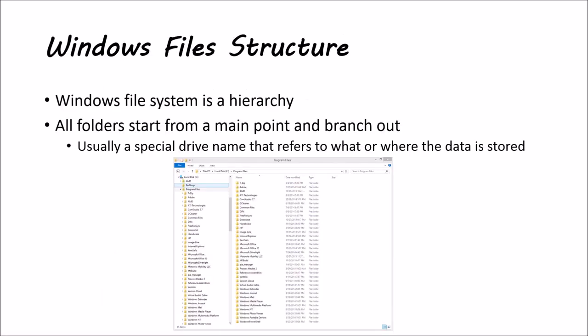So again, the Windows file system is a hierarchy. All folders start from a main point and branch out, usually a special drive name that refers to what or where the data is stored. It's not really important to worry about how that works, but if you look here where it says Local Disk C, the vast majority of the time on a Windows computer, the C drive, that right there, will be your main location. It's the root point.